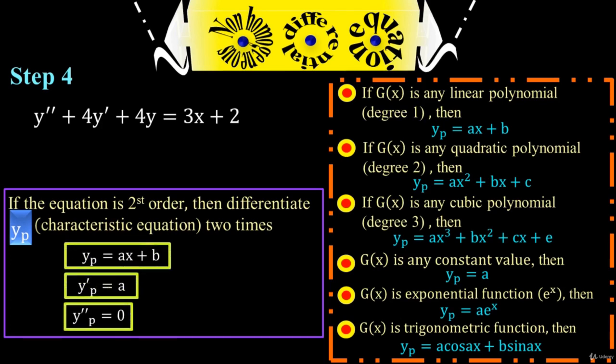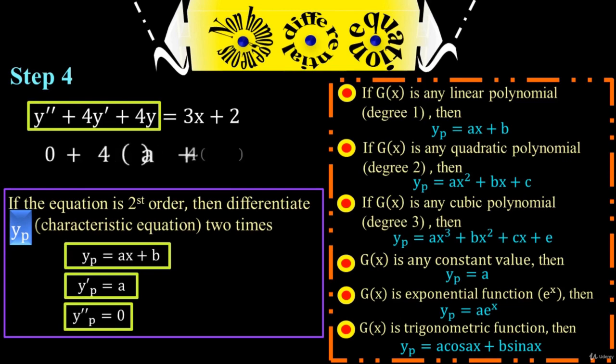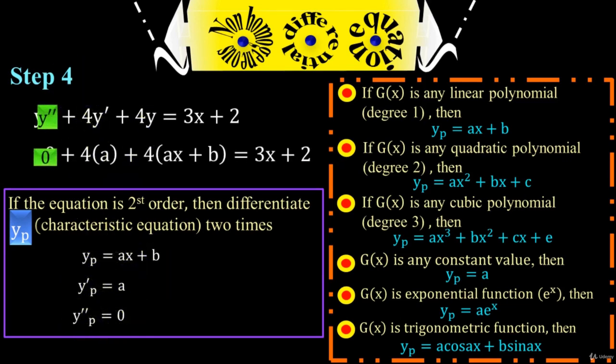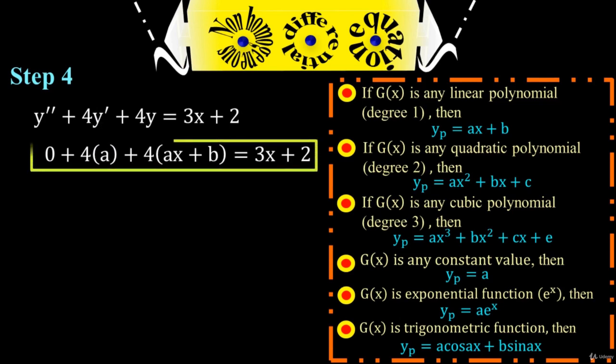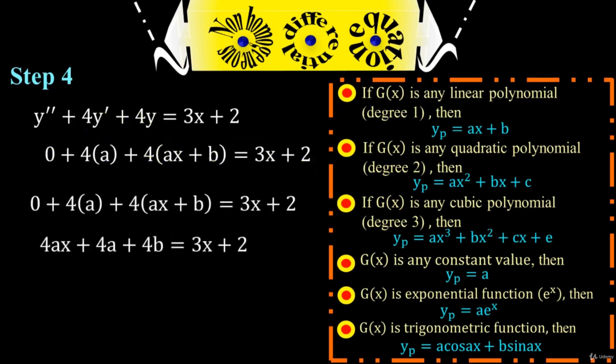Now substitute these values in the left side. For y double prime I put 0, and for y prime I put a. For y I put ax plus b. Simplify the equation to have 4ax plus 4a plus 4b equals 3x plus 2. Now I need the value of a and b. To find the value of a and b, I'm going to compare the left side with the right side.